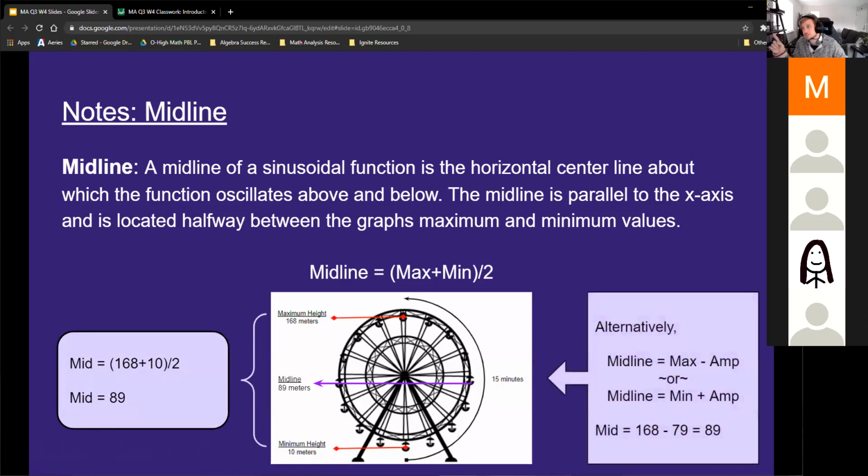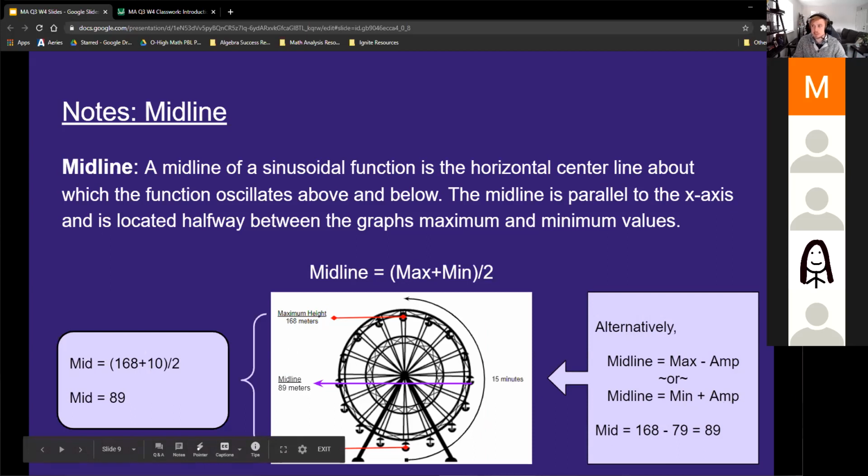And then alternatively, guys, we pointed this out when we were talking about the mastery assessment, but alternatively, midline could be found, if you know the amplitude, right? If you know how much it's varying, then you could just look at the maximum minus the amplitude. For example, 168 minus our amplitude of 79 gives us that midline of 89. Or you could look at the minimum plus the amplitude.